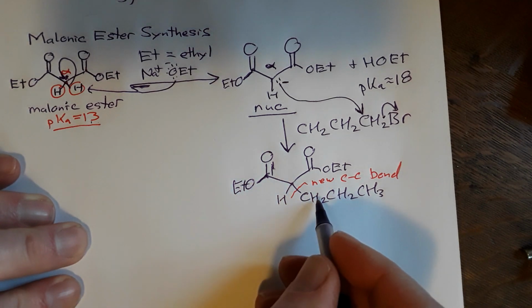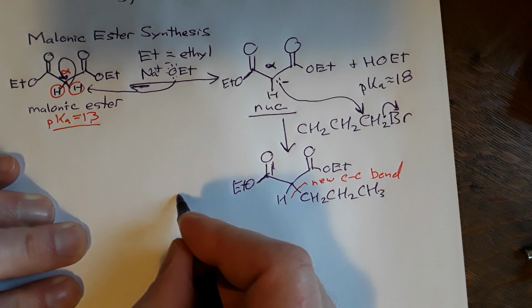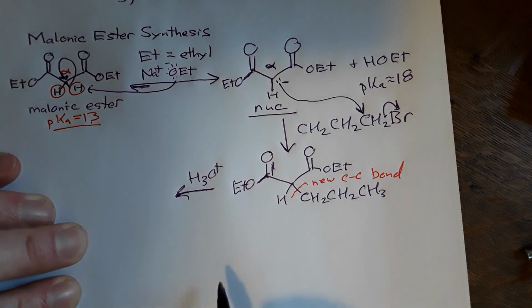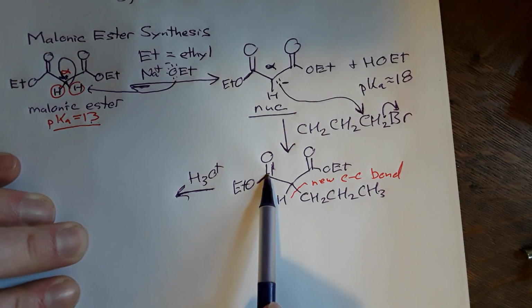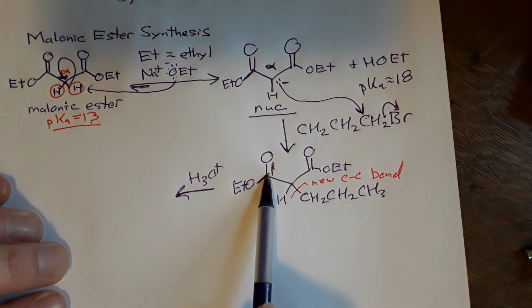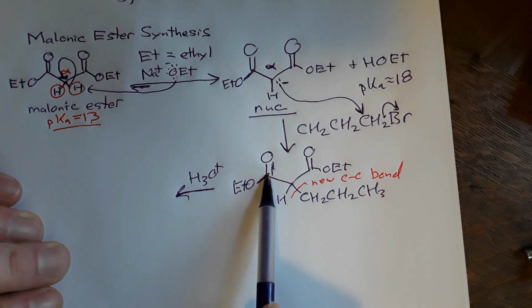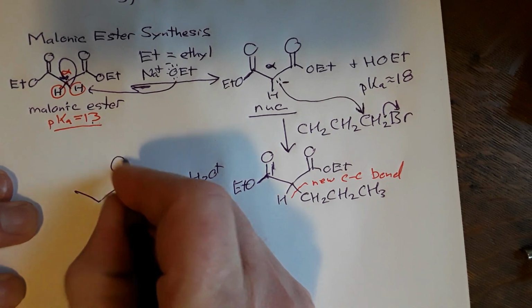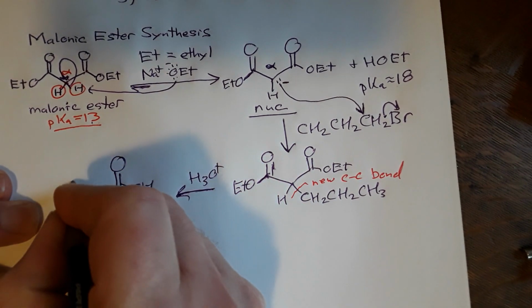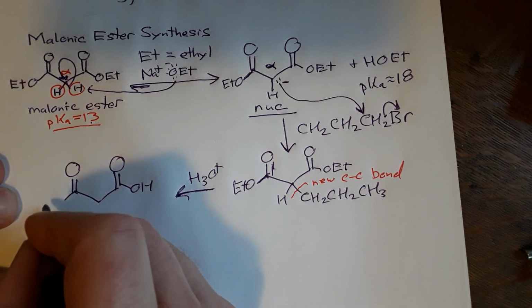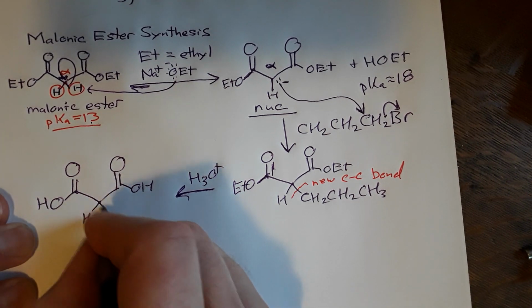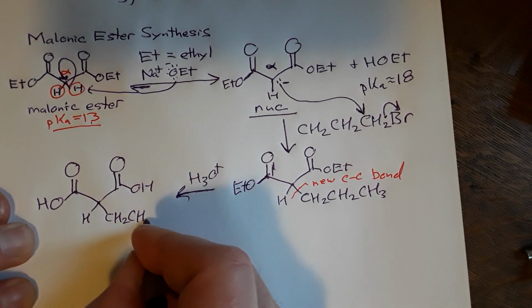But once you have added this alkyl group here, then if you add H3O+ to it, what happens if you add H3O+ to an ester? Water and an acid catalyst. What happens if you add water and an acid catalyst to any carboxylic acid derivative? It ends up going back to the carboxylic acid. So let's draw the product of that. We have now malonic acid with a 3-carbon chain attached to it.